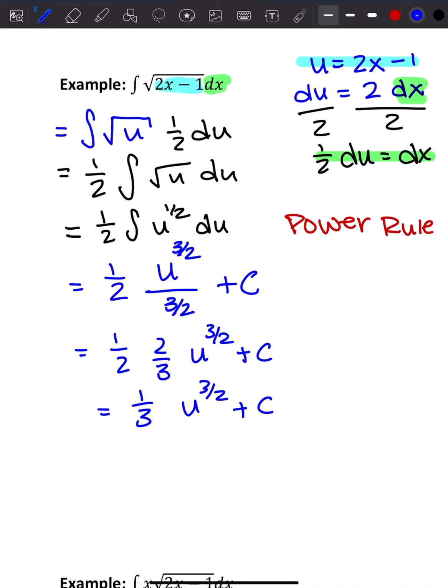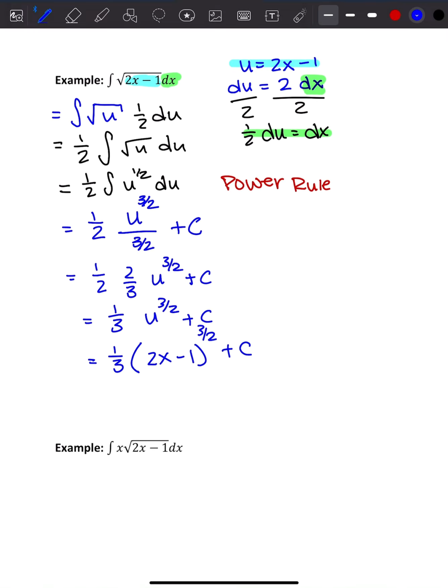I'm going to go ahead and now plug the u back in. So I have 1/3 times the quantity 2x minus 1 to the 3/2 power plus c. We don't know what c is, so we're just going to have a lot of c's. So overall, we're missing a factor of 1/2, being able to change some stuff around, and then we can do this. Not too bad.